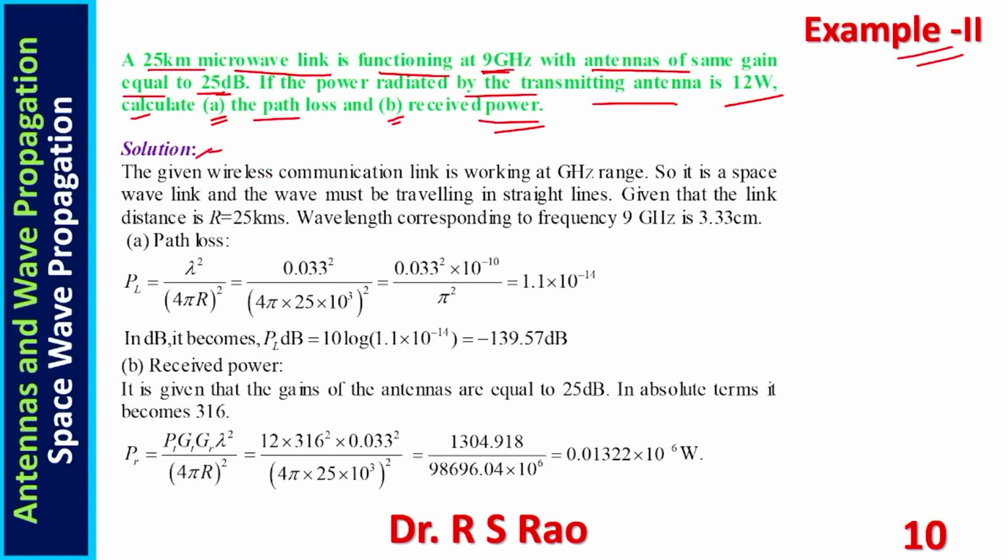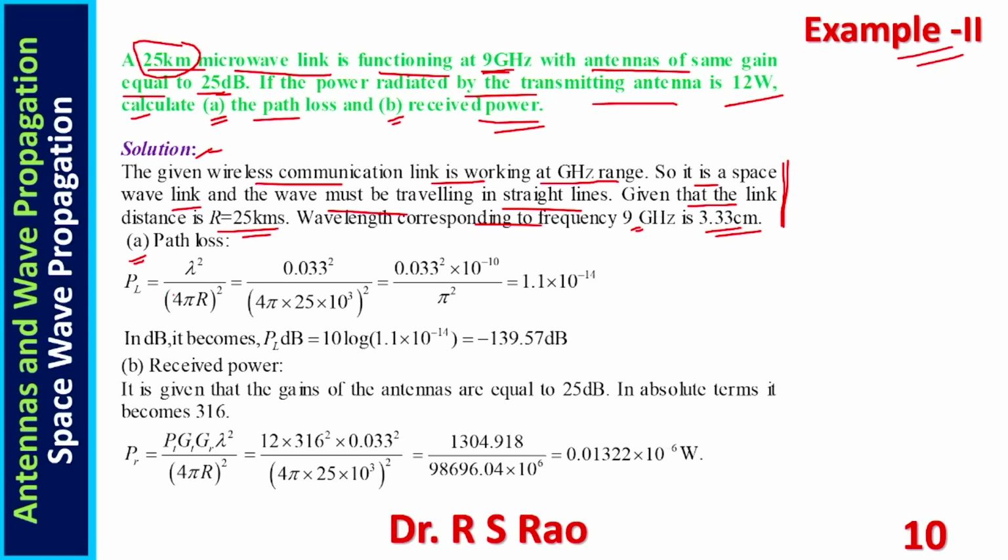Now solution. The given wireless communication link is working at a gigahertz range, so it is a space wave link and the wave must be traveling in straight lines. Given that the link distance is 25 kilometers, here it is given 25 kilometer microwave link. Wavelength corresponding to frequency 9 gigahertz is 3.33 cm. So this is the information available to us. With this information, now we go and attack part A of the problem, path loss.